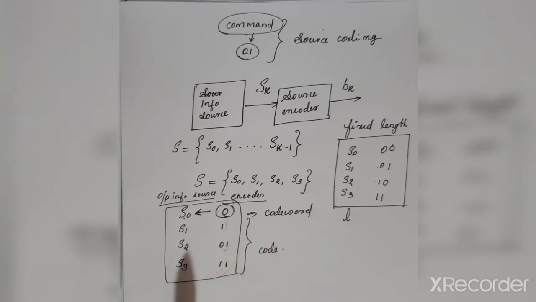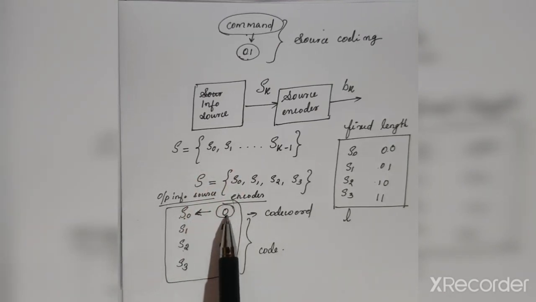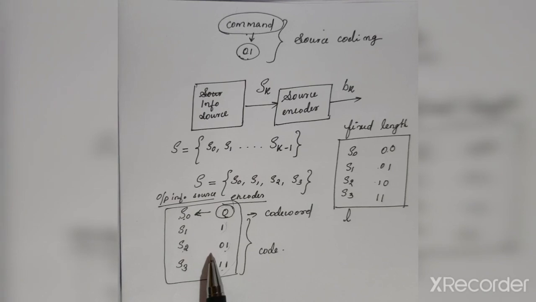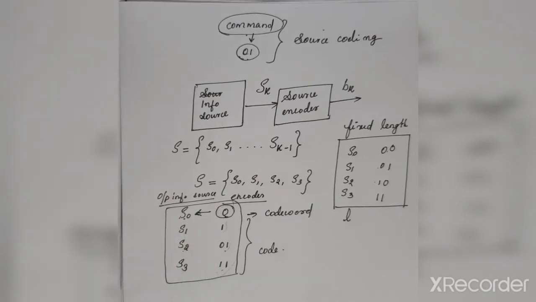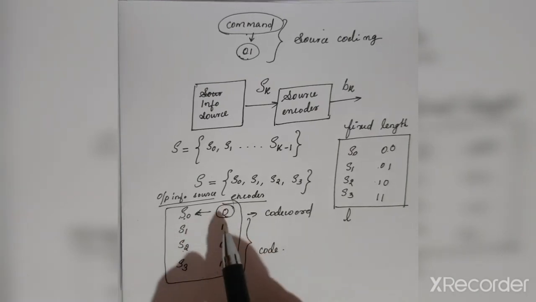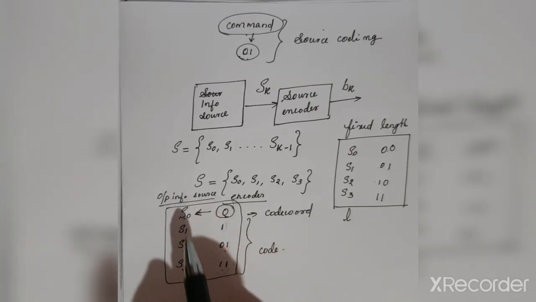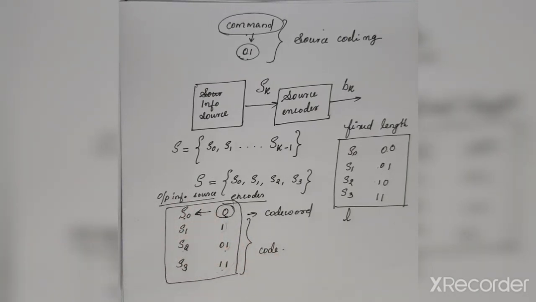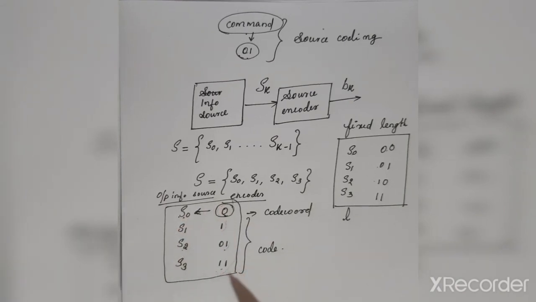So in the case of variable length code, there should be some criteria. For example, S0 has only a 1 bit representation, but S2 has a 2 bit representation. So obviously there should be some criteria deciding how many bits you should assign to each of these symbols. This is actually based on probability theory.